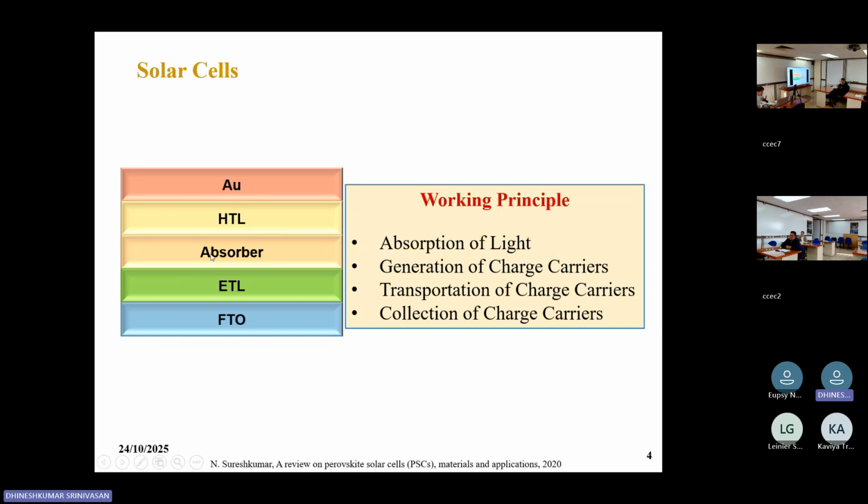After absorption, the charge carriers will be created due to the electric field. Built-in potential will be created between the p-n junction. Therefore, the charge separation happens. The separated holes are collected through Au and the separated electrons are collected through FTO. And this is the working mechanism of the solar cell.